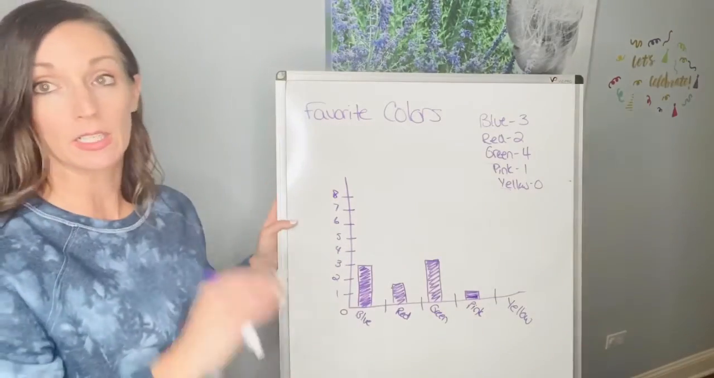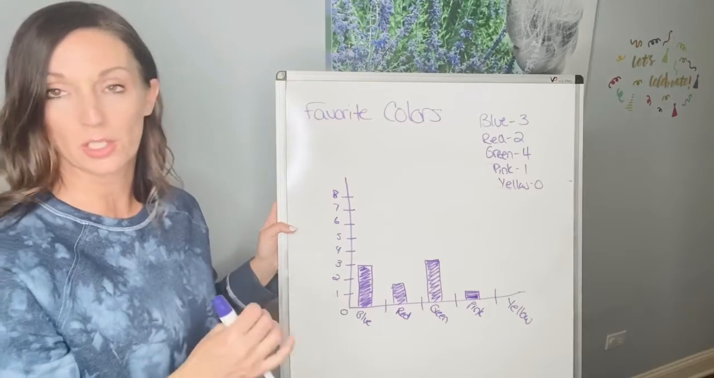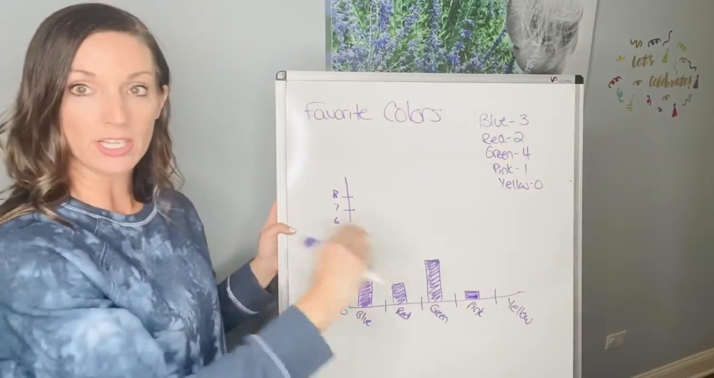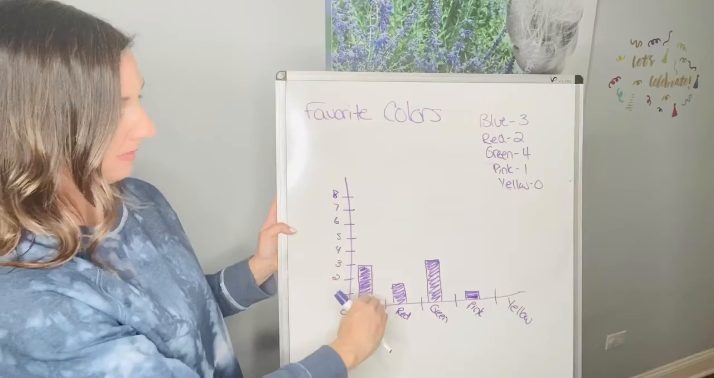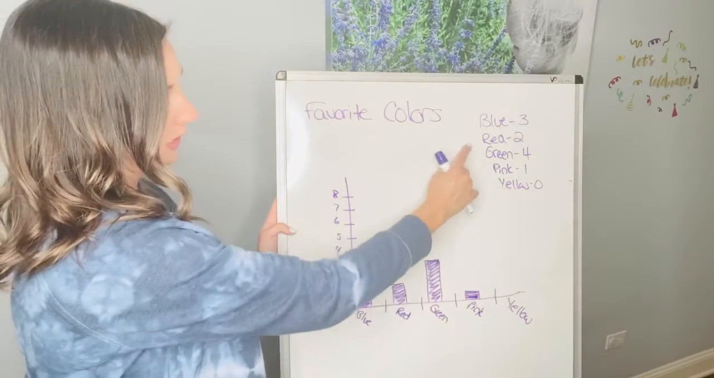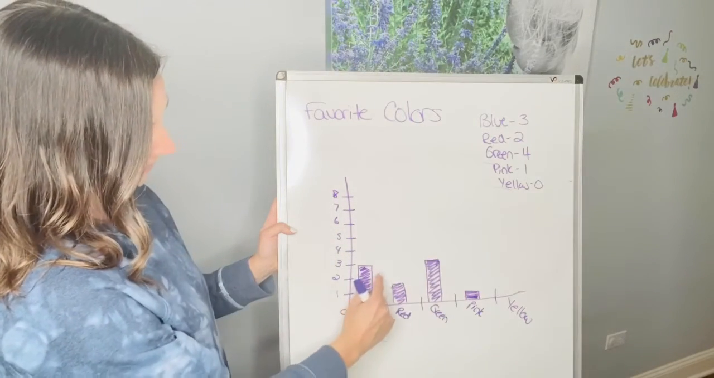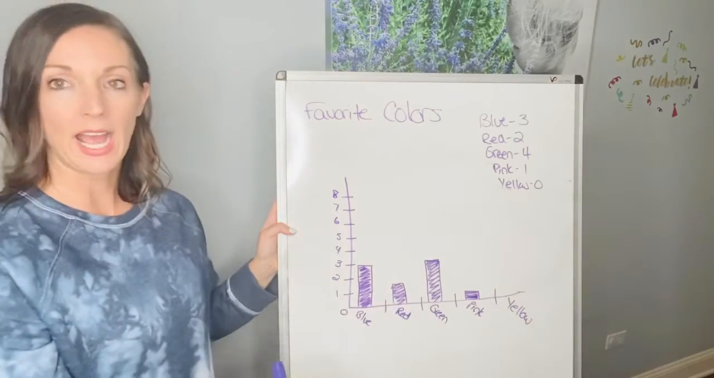So if you're using lined paper or paper from a notebook or loose leaf, that'll be easier to keep your lines in check. And you want to make sure it matches. So 3, 2, 4, 1, 0. Yep. You can see which one's the highest.